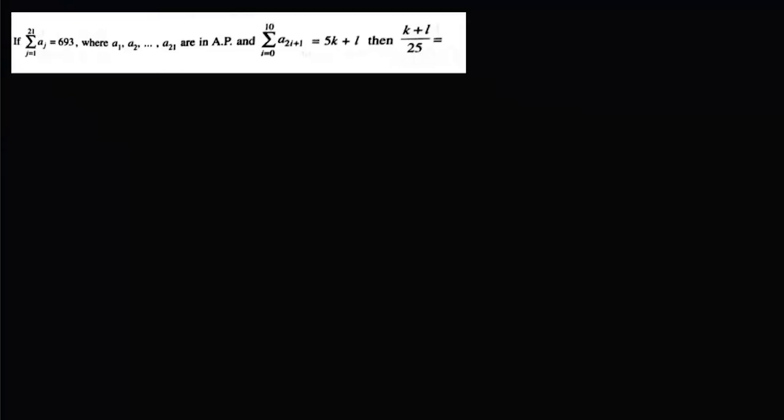Now here the question is, if A1, A2 up to A21 are in AP and sum of this AP is 693 and sum of odd terms of this AP is 5k plus L, then k plus L upon 25 equals to what? Now we know that A1 plus A2 plus A3 up to A21 is equal to 693.